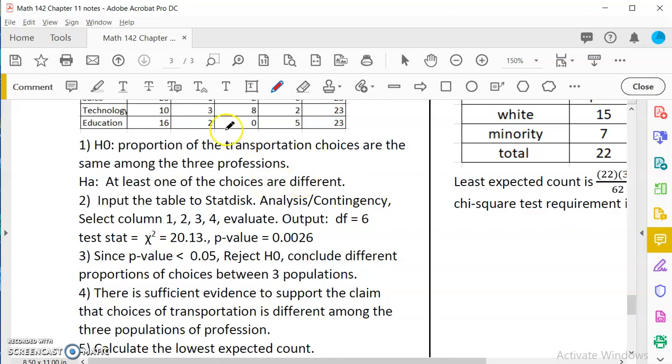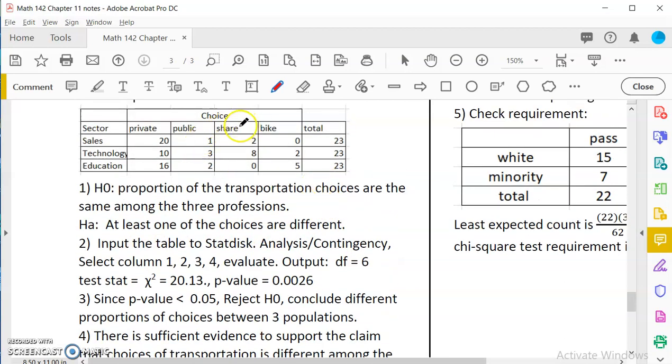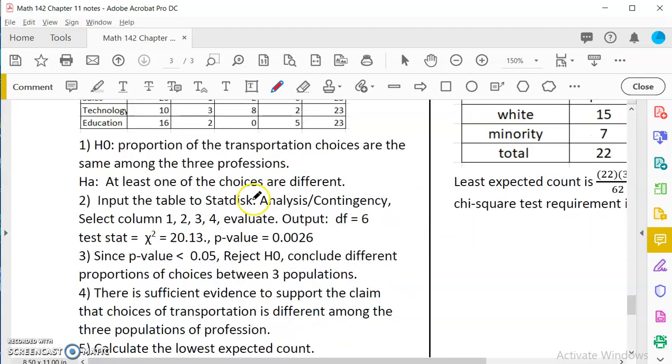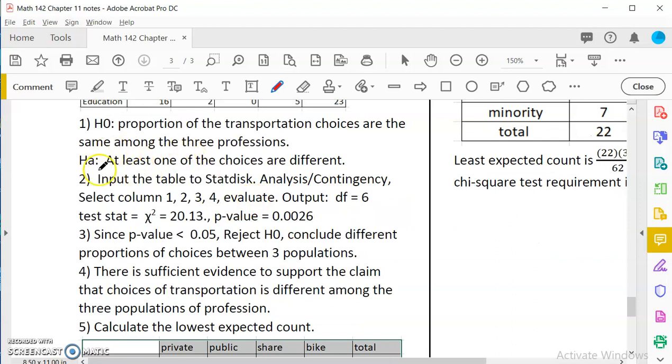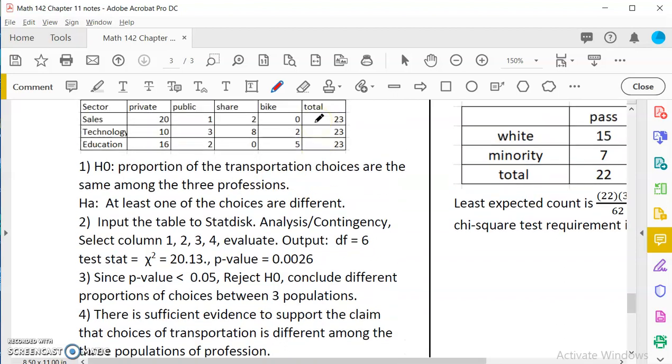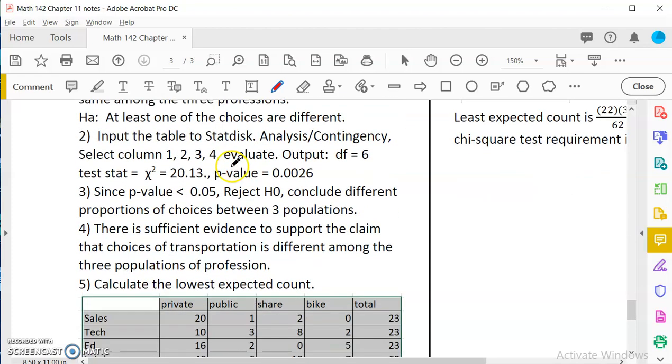So see how you would write it. H0 is the proportions of transportation choices are the same. The alternative is at least one of the choices is different. So maybe just the share one is different and the others are the same. The alternative is that at least one is different. Again, it is a right-tail test for chi-square because you use expected count to compare with observed count to see if you have a big chi-square value.